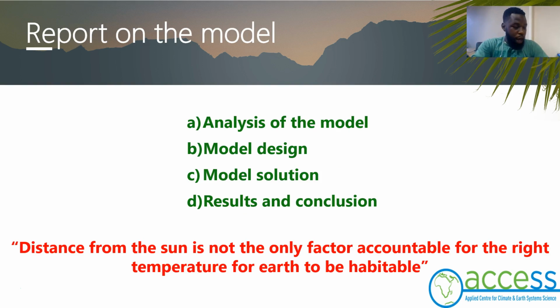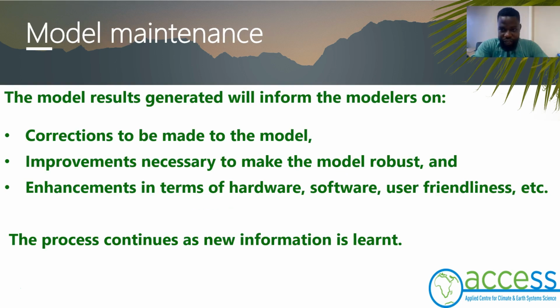If we are satisfied with our model, we then go on to report on the model, where we do an analysis of the model. We look at the model design, the solution that was produced, and the results and conclusion. From the code, we concluded that the distance from the Sun is not the only factor accountable for the right temperature for Earth to be habitable. And with that, we now understand that the model needs to be perfected. Some other elements are playing in this equation, and they need to be taken note of.